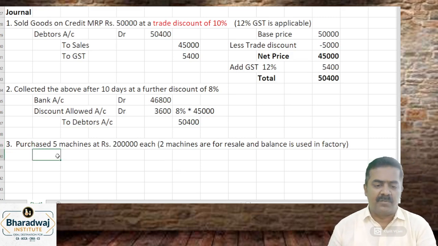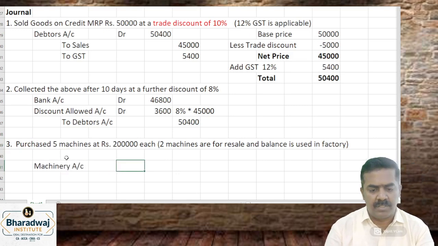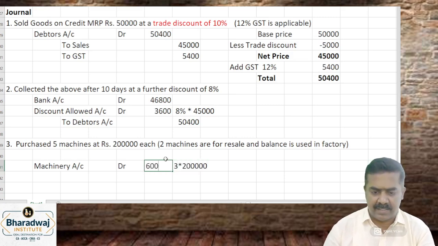When you use an asset in factory, it will be debited to which account? Asset account. Machinery account debit. How much? 3 machines into 2 lakhs. How much will it be? 6 lakhs.